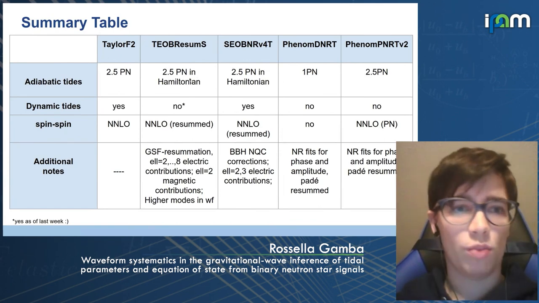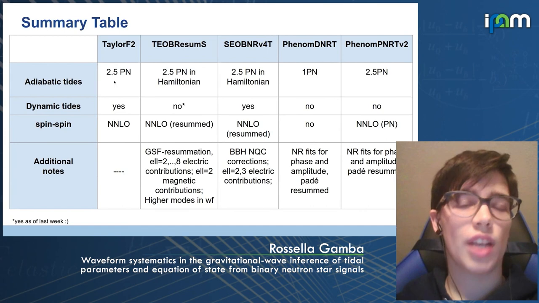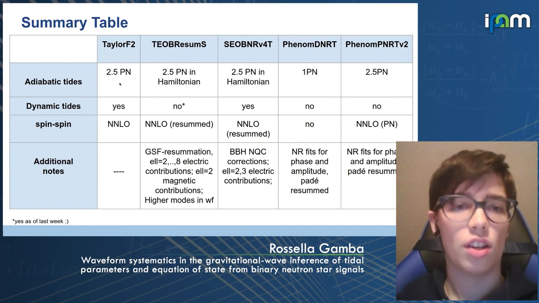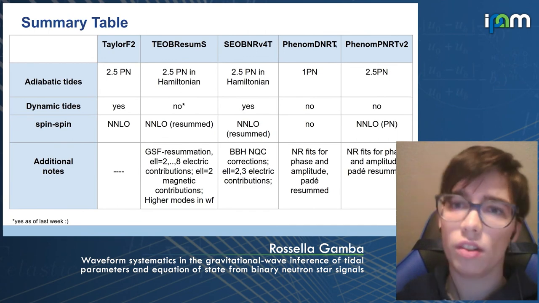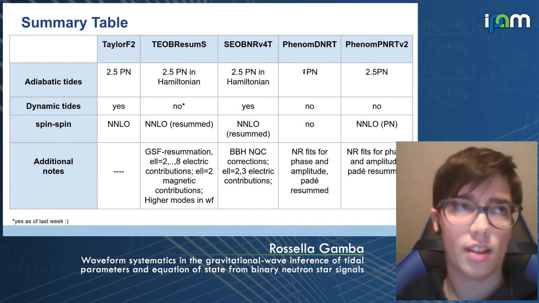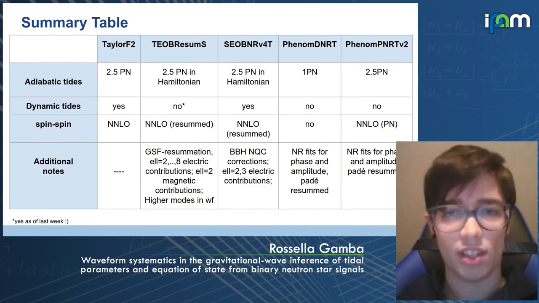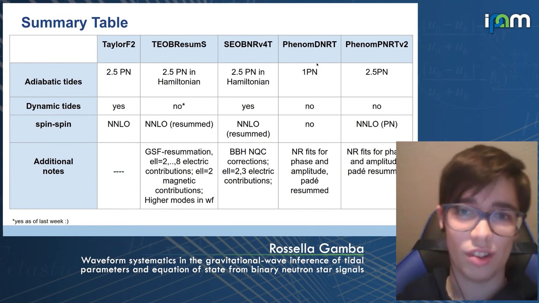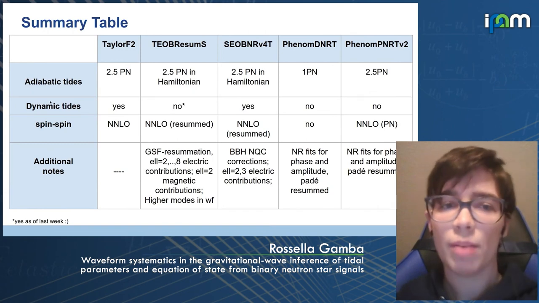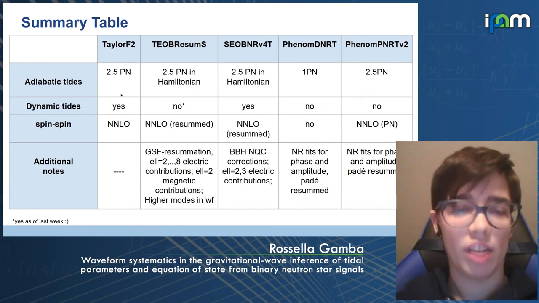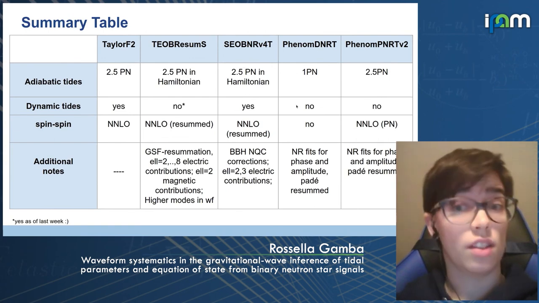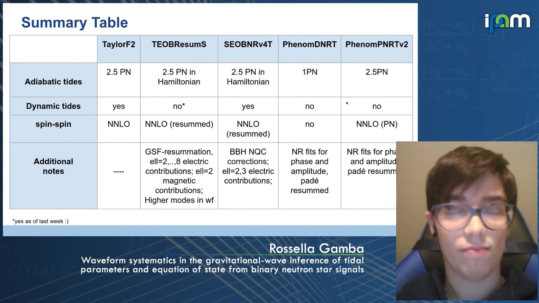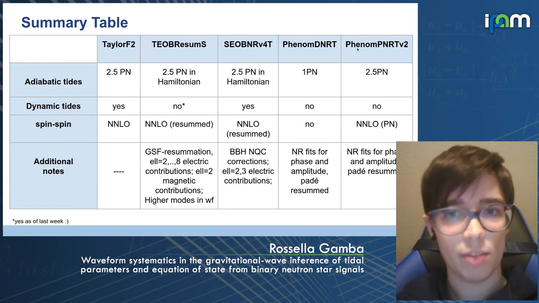And I just want to mention, again, summary, we have adiabatic tides knowledge up to 2.5 PN, which is basically included in all the more recent models. This PhenomDNRTidal is, let's say, an older one that has been used a lot, for example, for the analysis of 1708-17, but just because NRTidal V2 was not available yet. The dynamical tide model is available in TEOBResumS and in SEOBNRv4T. It is not available yet in the NRTidal prescriptions.